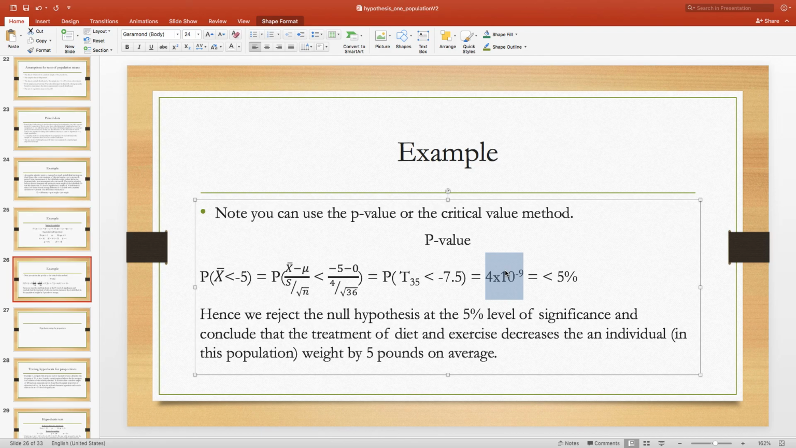So in other words, observing a difference of 5 pounds or more under the null hypothesis that there's no weight loss results in a probability of basically 4 times 10 to the minus 9th, or 0%. It's impossible. So we reject the null hypothesis at the 5% level of significance. You could reject it at the 1%. You could reject it at almost any level of significance. And conclude that the treatment of diet and exercise decreases the individual's weight in the population by 5 pounds. Okay, so I'll change it to be that.